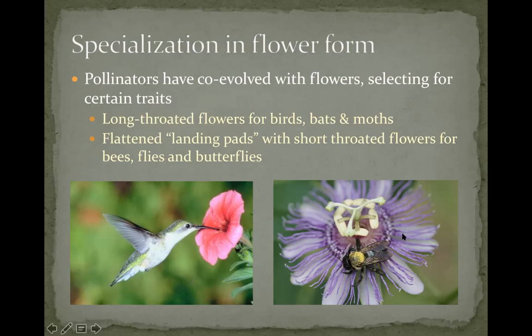And then the flattened landing pads, which is typical of a lot of asters, is typically for bees, flies, and butterflies. So anything that can essentially stand upright onto that flower.